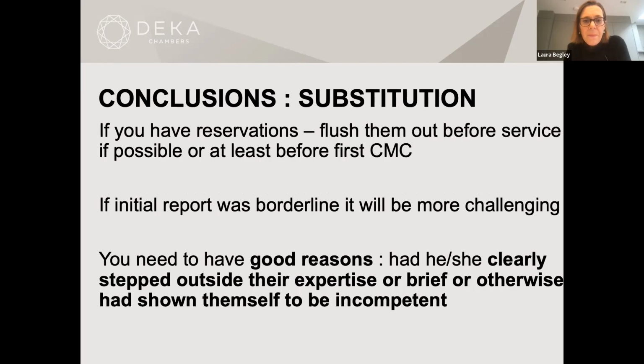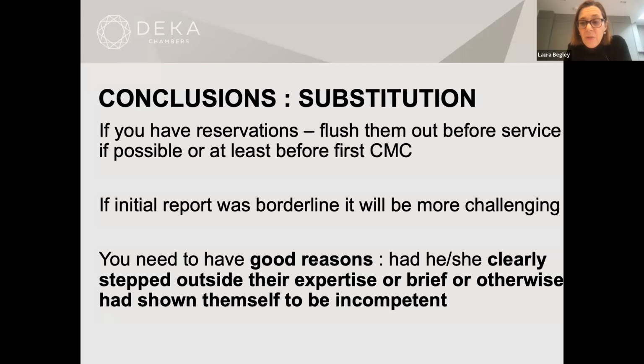Next slide. So you may need to seek substitution, and if you've had reservations about your expert evidence, or they've only just supported your case, then try and flush out those reservations before you need to serve the report. You may not always be able to do so, but at least do it before the first CMC, so you're in a stronger position before the first CMC if you do need to be applying to get a substituted expert, because then the timetabling won't be against you.